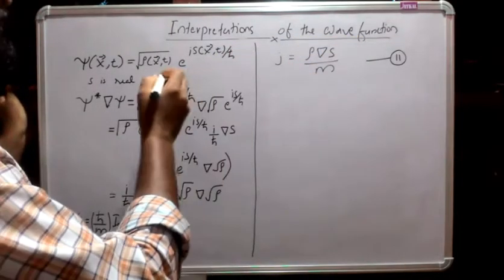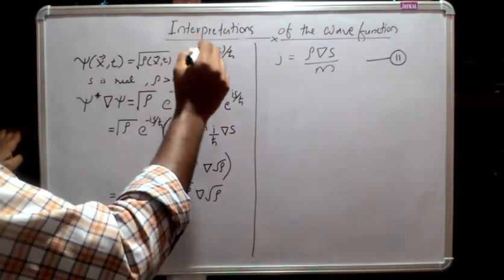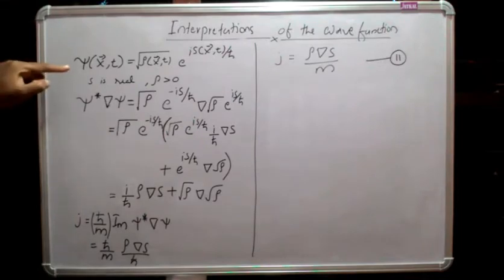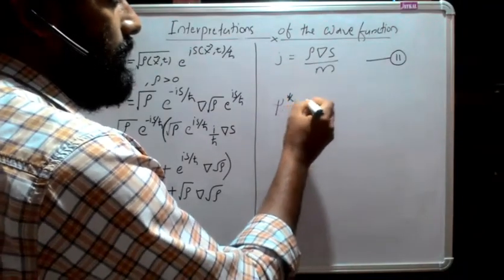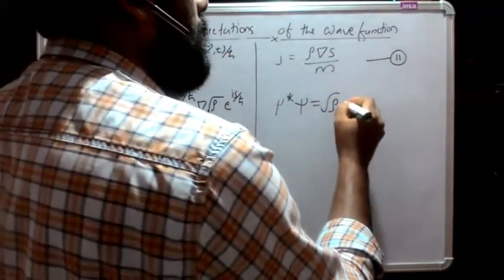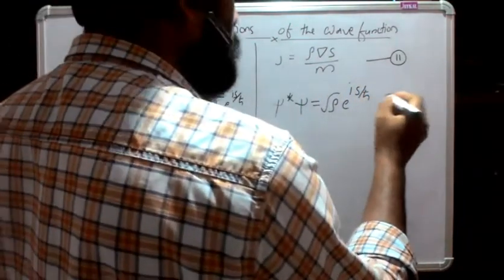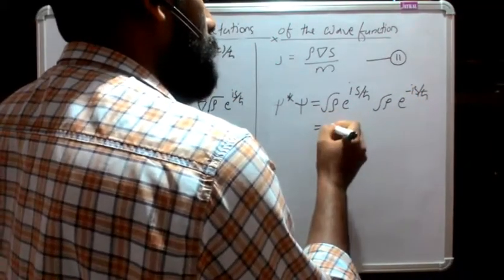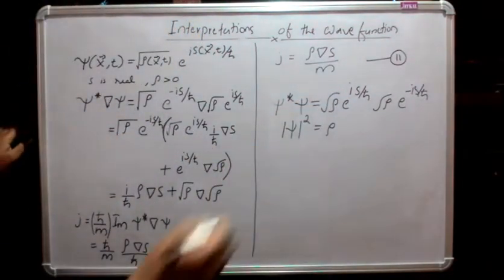To understand the physical significance of the wave function, let's write psi of x, t as under root rho e raised to i s over h cross, where s is a function of x and t. Even if we write it in this form, if we find psi star psi, that is equal to psi star, under root rho e raised to i s over h cross, and psi is under root rho e raised to minus i s over h cross. Okay, so this is equal to rho, the left side will become mod psi square.